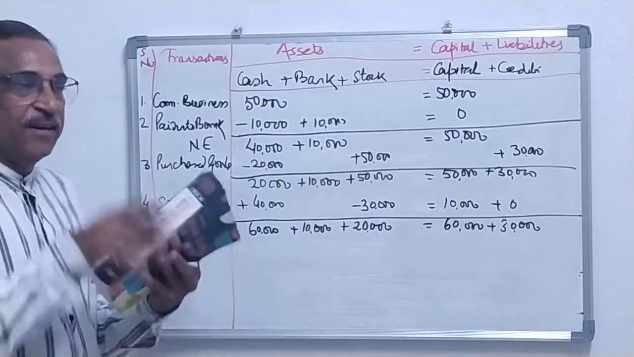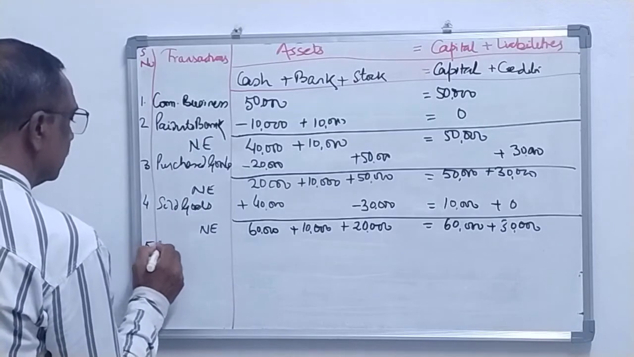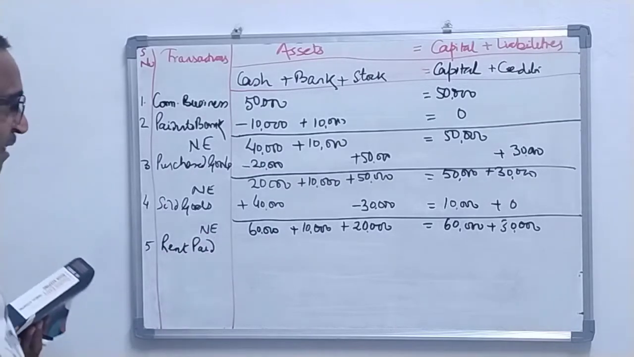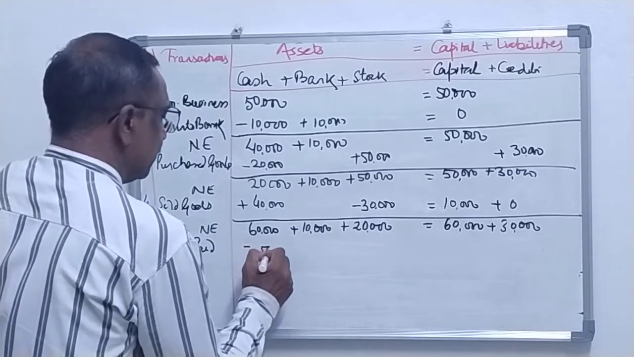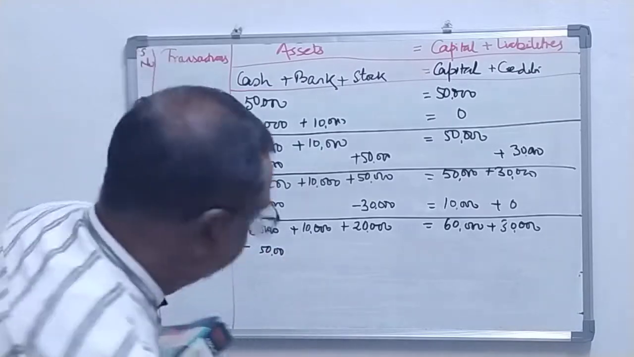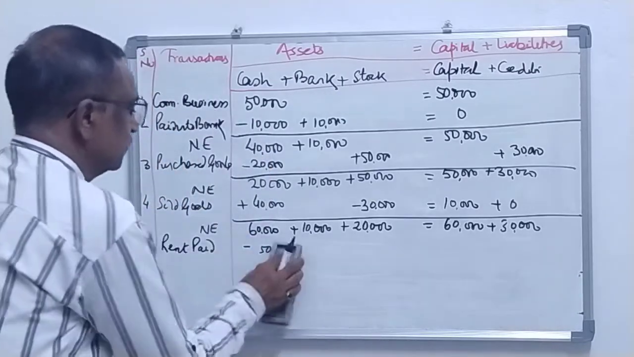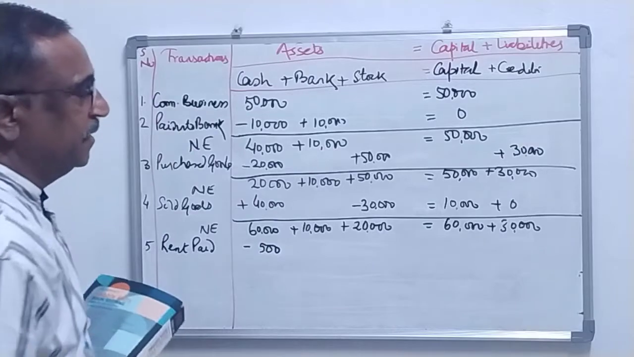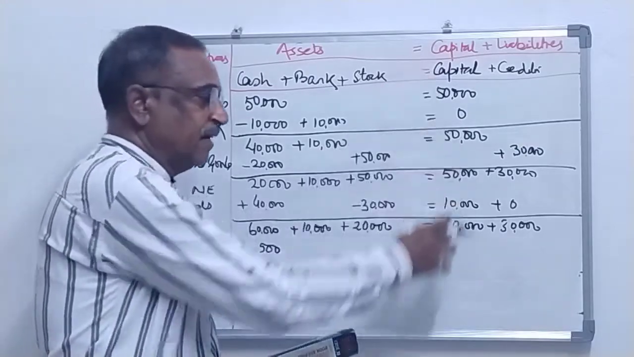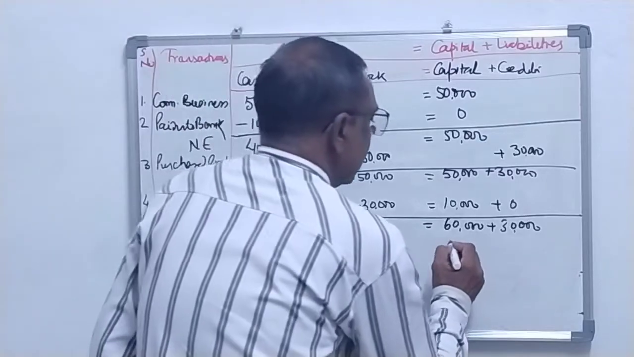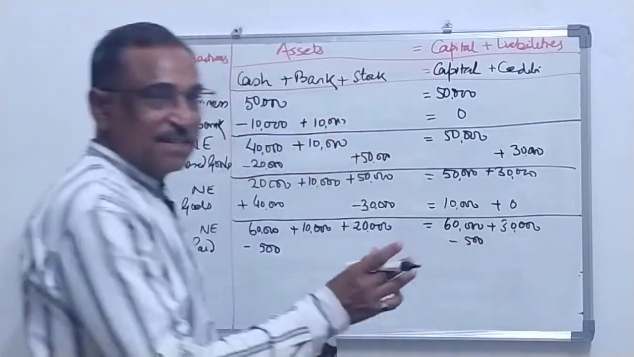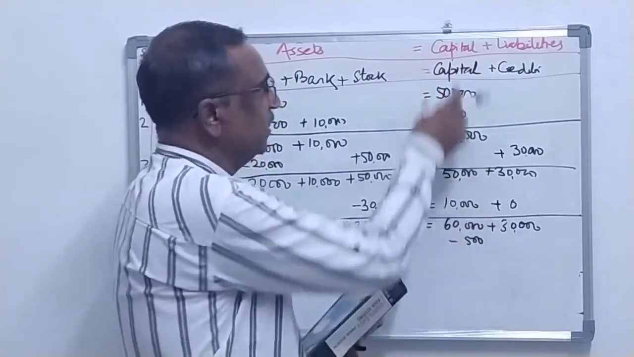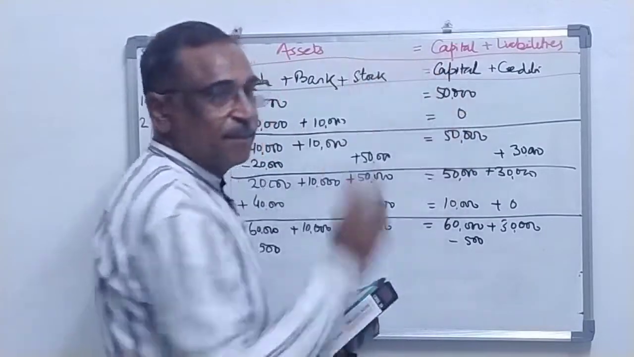Now rent paid 500. Rent paid. Since rent has been paid in cash, it will be subtracted. Oh, sorry. Rent paid is 500, and since it is an expense, proprietor or owner's equity will be decreased by 500. Expenses will reduce capital. Incomes will increase capital. Clear?